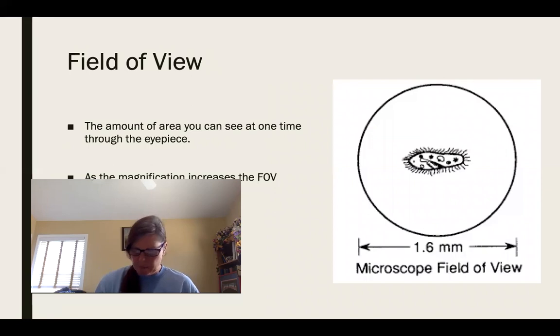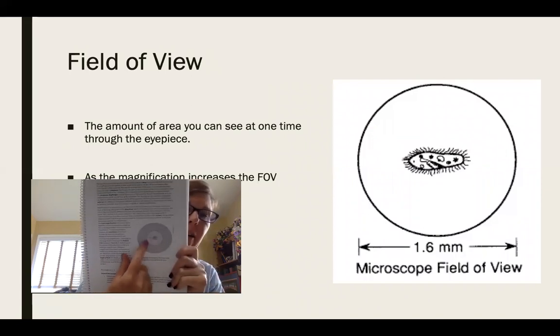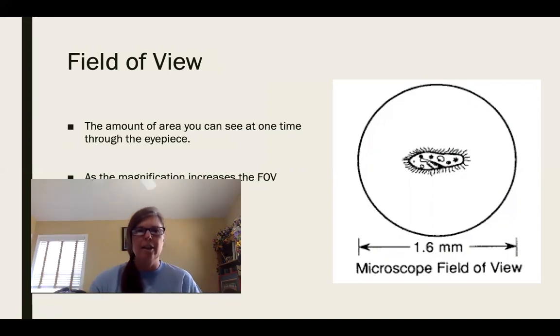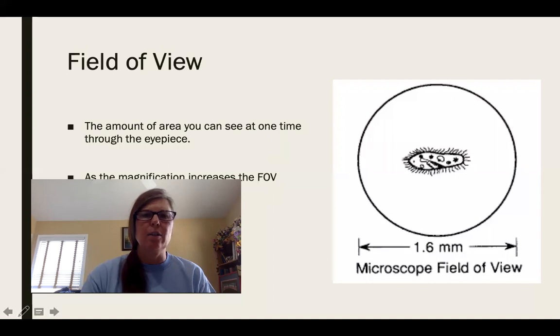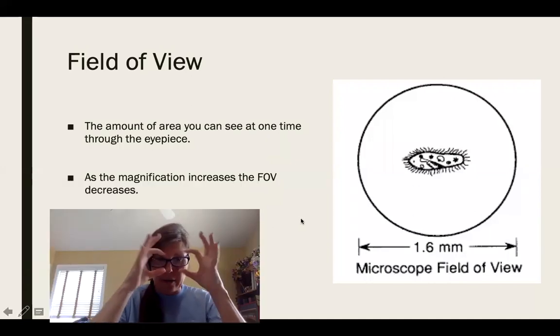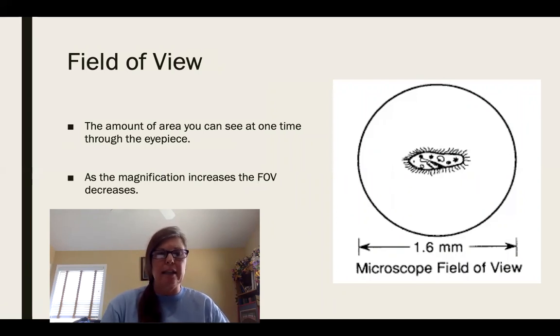The next thing, on page 15, they have this nice little bullseye here, and that is your field of view. The field of view is the area you see. When you look through the eyepiece of your microscope, our microscopes are binocular, meaning they have 2 eyepieces, and your virtual one does too, and you've got to get them lined up. So when you look through your microscope, you're going to see a circle.